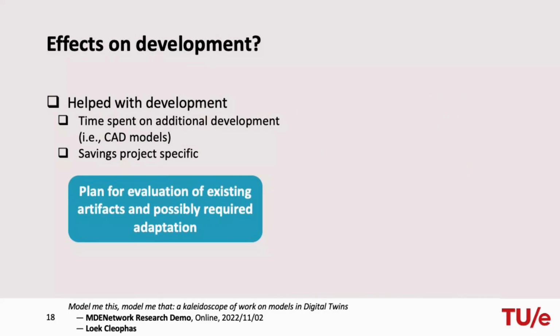So how did the availability of all the existing artifacts affect the development of the digital shadow or digital twin? Well, it definitely helped. Some time had to be spent on additional development, for example, updating the CAD models. And some time was spent on figuring out what the existing artifacts were and how they were connected. Basically, the architectural picture in the documentation wasn't always up to par, but still we are very sure that the ability to reuse many of the artifacts saved significant time in this particular case.